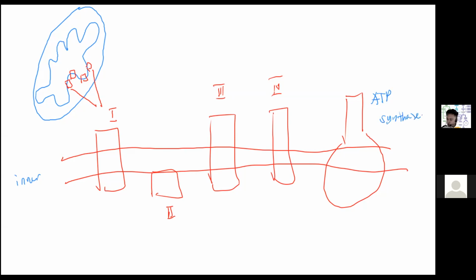The inner membrane separates two regions. The inner part of the inner membrane is your matrix. And how about this portion here? This is your intermembrane space.